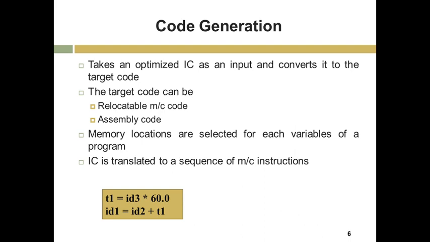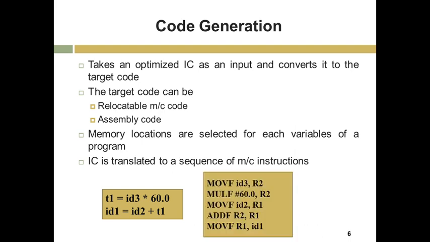Let us see through an example. This is an optimized intermediate code generated by the optimization phase. So here we have two 3 address code instructions. T1 is equal to ID3 into 60.0. Here 60.0 is a constant value. And ID1 is equal to ID2 plus T1. This is the equivalent code generated for the given example.